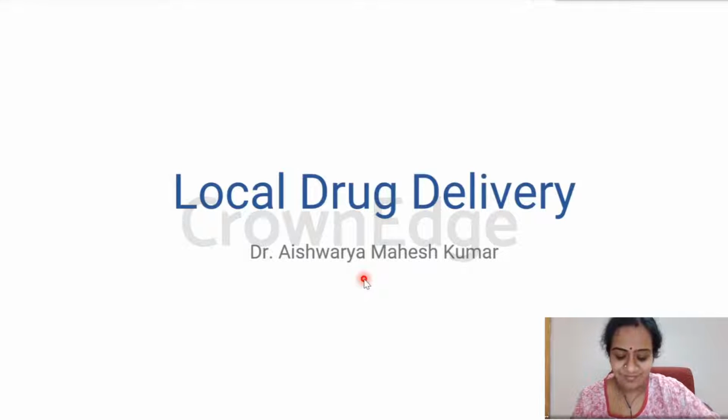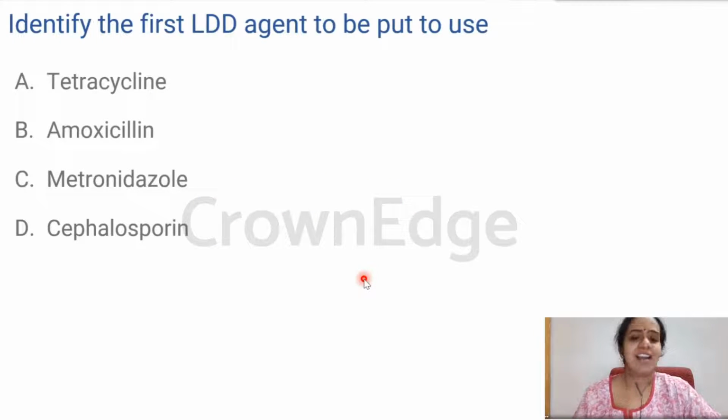Okay, it's clear, so can we start off with the first question? We'll go ahead. Identify the first local drug delivery agent to be put to use. Is it tetracycline, amoxicillin, metronidazole, or cephalosporin?